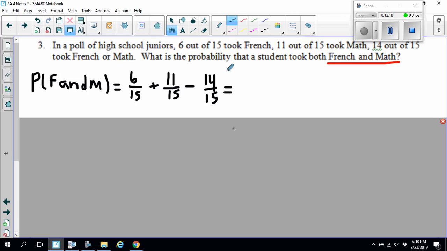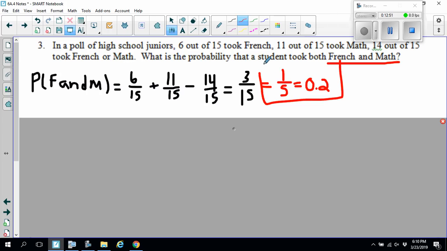So once we've done that, we're going to go ahead and calculate. So we have 6 plus 11 and then minus 14. That's going to give us 3 out of 15. And remember, don't forget, if you do leave your answer as a fraction, simplify it. So this gives us 1 out of 5. Or you can leave it as a decimal. Now in this case, we're not going to round to 4 decimal places because it does terminate at just 0.2. So it's fine just to leave your answer as 0.2. And that'll be your answer.